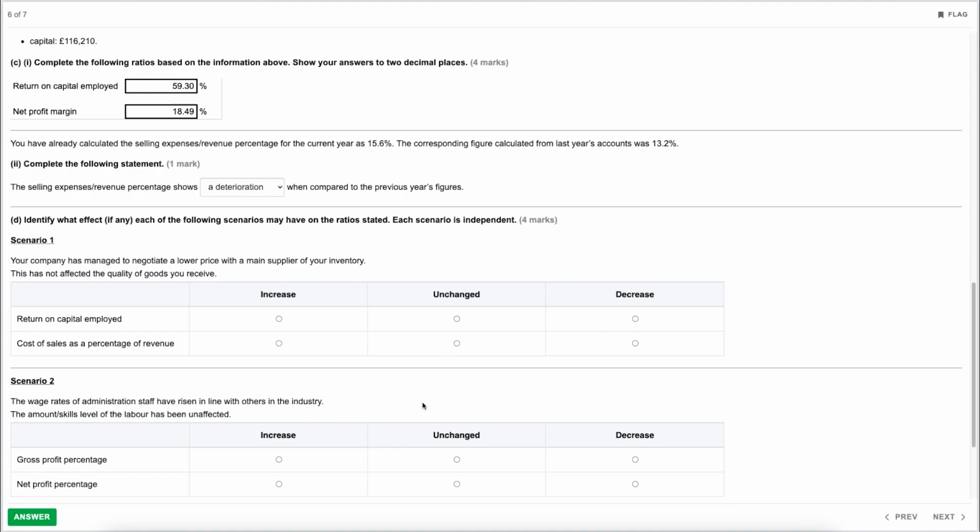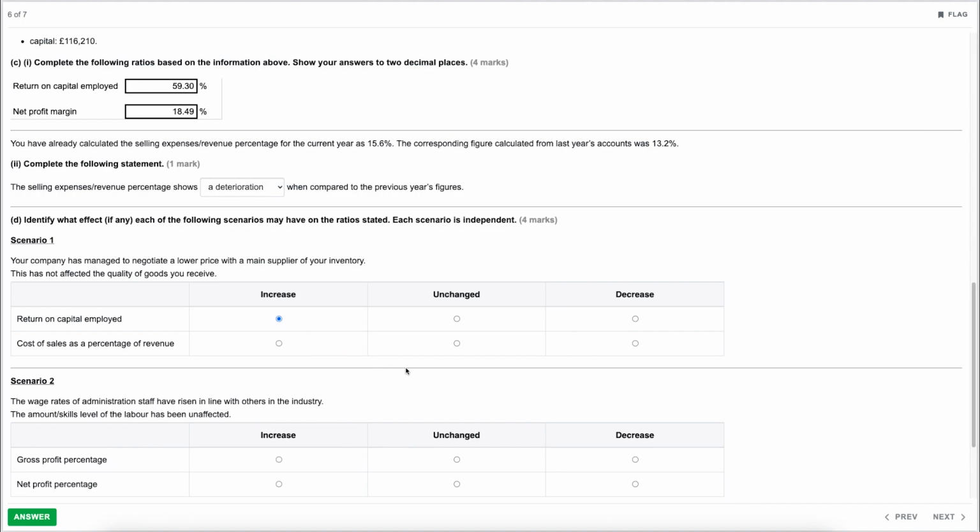So we've already said that return on capital employed is your net profit figure over capital employed, which is made up of your capital and your non-current liabilities. Now, cheaper inventory is not going to make any difference to your capital employed. It's not going to affect your capital. It's not going to affect your non-current liabilities. It is, however, going to affect your net profit. Because obviously, if we've got a cheaper price for our inventory, that would lower our cost of sales figure. So therefore, it would actually increase our profit figure. So if we have a higher profit, that would also in turn increase our return on capital employed. So that would be increase.